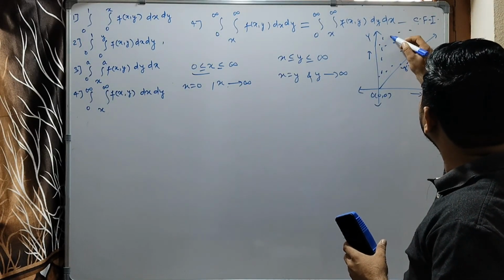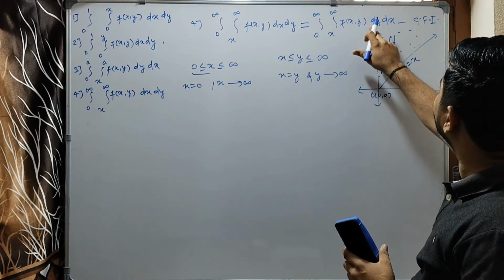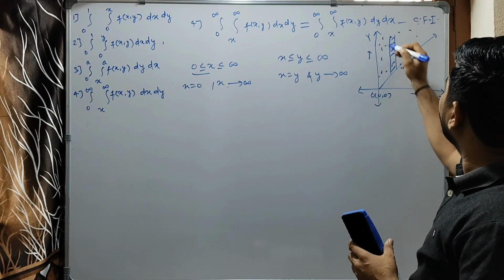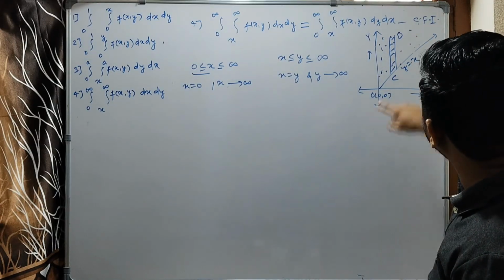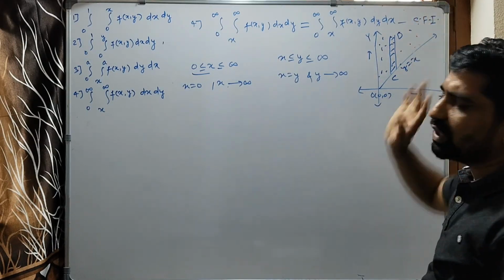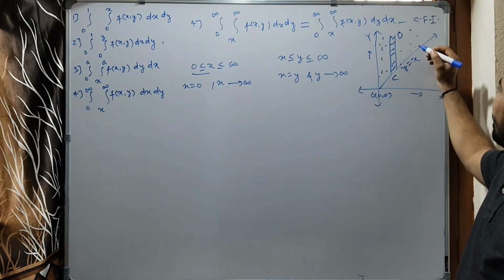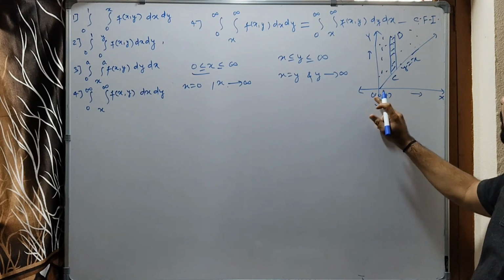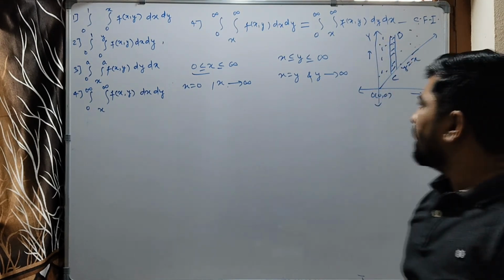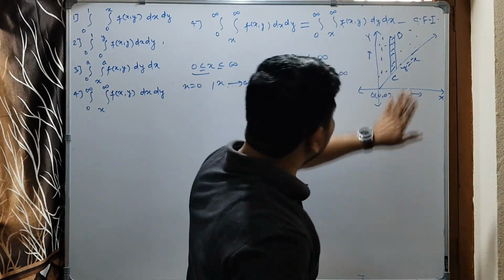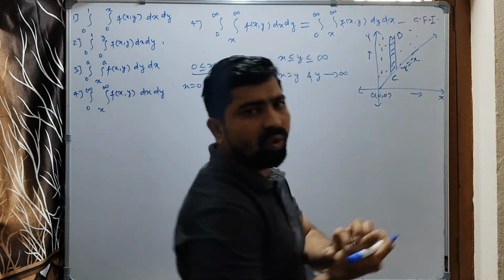So first I will draw the vertical strip. Let's say this is my vertical strip. First integrate with respect to dy. My vertical strip, let's say this is C and D, starts at the line y equal to x and extends up to infinity to cover this whole region. The only point of intersection is at the origin. Now I want to cover this whole region, which is bounded by the y axis and this line y equal to x.